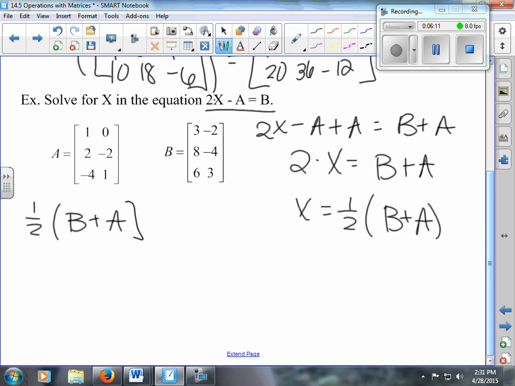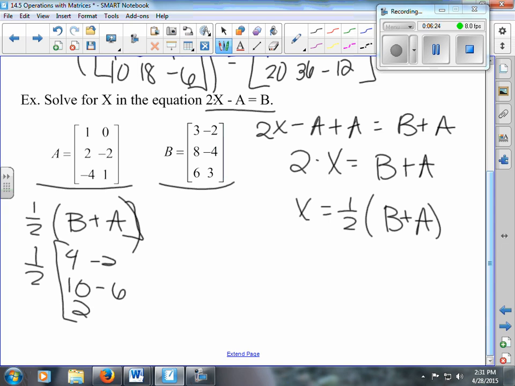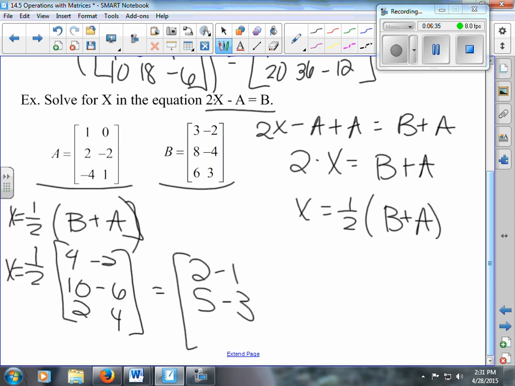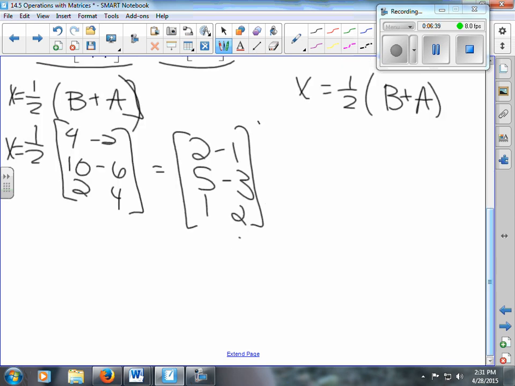matrix A. So B plus A is 4, negative 2, and I'm just using the matrices now. So 4, negative 2, 10, negative 6, 2, 4, and then I multiply by 1/2. And so matrix X is 2, negative 1, 5, negative 3, 1, 2. So that's X, this matrix.